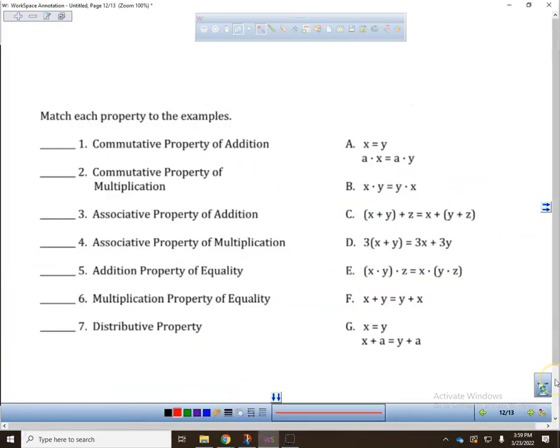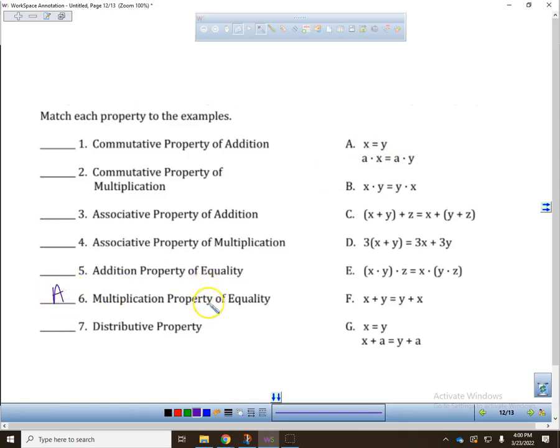Let's go to the last page here. We're just looking at a review of the property types that we've talked about this year and identifying them. So I find it easiest to go down this side with the letters and then match it with the property that it goes with. So let's start at the top. We've got x is equal to y, and I can multiply both left and right by a, and it stays equal. That's going to be the multiplication property of equality.